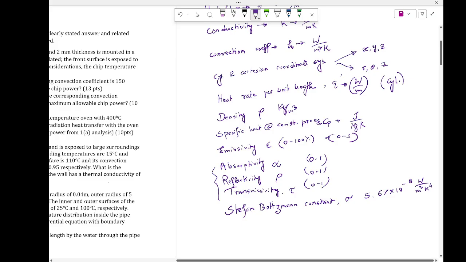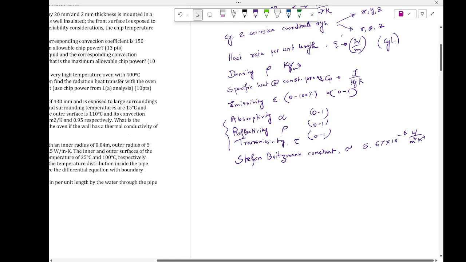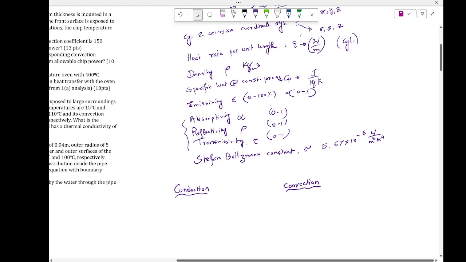All right, so moving on. Next, let's move to the basic question for conduction, convection, and radiation. As a review, we have conduction. Let me write conduction, convection, and radiation all side by side.